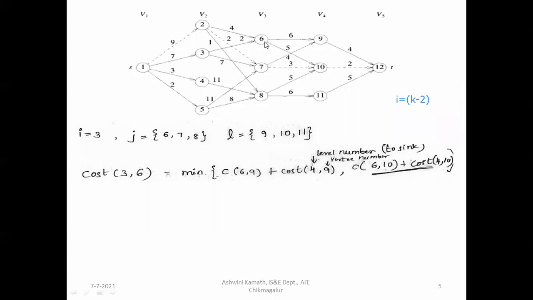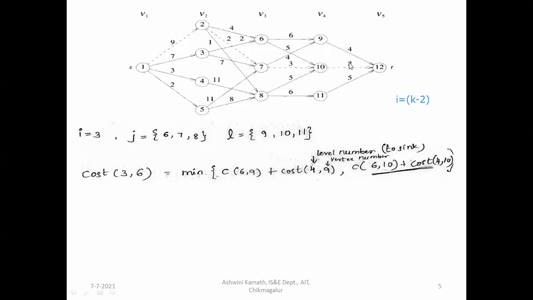6 is connected to 9, 6 is connected to 10, right? So both we have to check here. So one is for 4 to 9, another one is for 4 to 10. Okay, that is 6 to 10. This 4 is stage number. Okay, 4 is stage number. Remember, 4 is stage number. So this cost of 4 to 10 will give you the cost from stage 4, from vertex 10 to the sink node. This value is 9 to 12, it is 4, and for this one, cost of 4 to 9 is 4, and cost of 4 to 10 is 2.